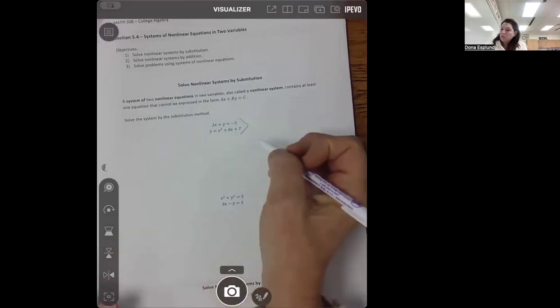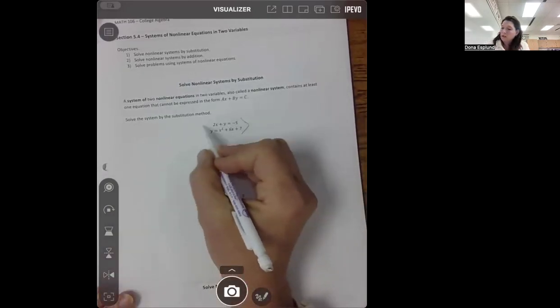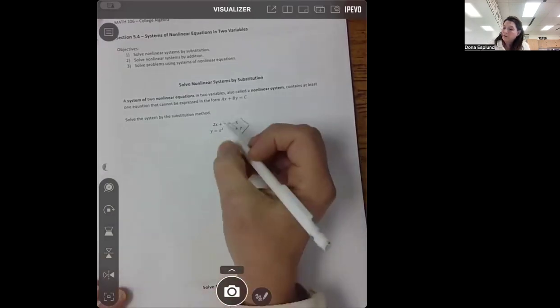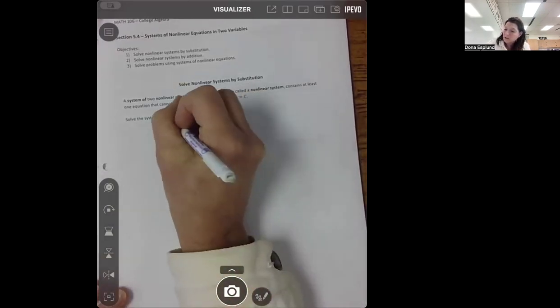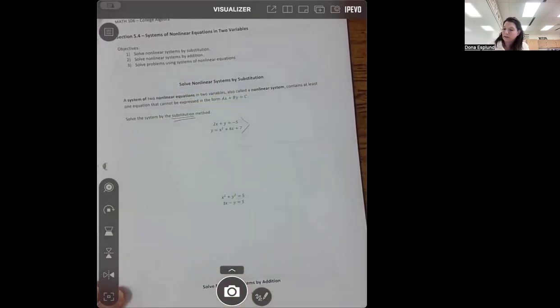So when I graph it, if you want to open your Desmos when you're doing these problems, you might want to put your two functions in just to see how many solutions you're probably going to find. But now in this one, let's go ahead and solve it. Again, I can substitute or I can eliminate. They've asked us to use the substitution method.